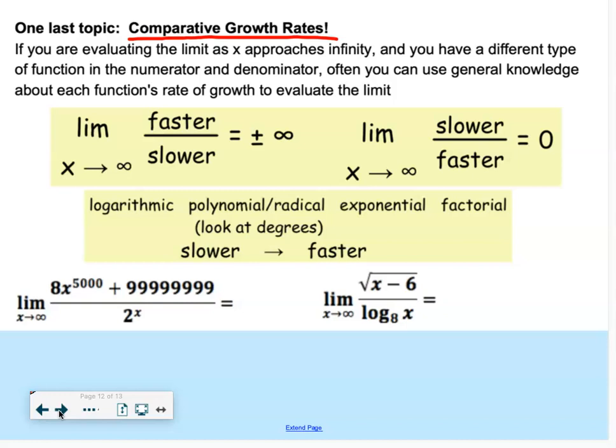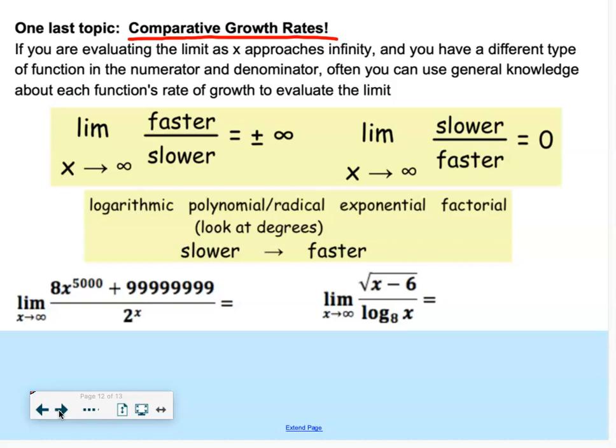For comparative growth rates, what it says is if you're finding the limit as x approaches infinity, and you have a function that grows faster over a function that grows slower, then the limit is going to approach infinity, or negative infinity if one of them is negative. But it's going to go to an infinity. Faster over slower means infinity. On the other side, if you have a slower function on top over a faster growing function on the bottom, the limit is going to go to 0. Faster function wins. So the faster function on top, the limit's going to an infinity. The faster function on the bottom, the limit is going to 0.